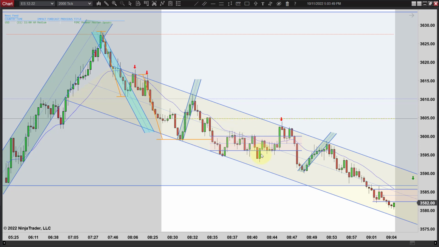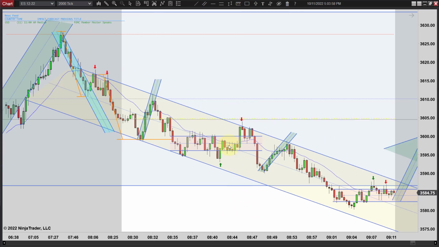We had been going back and forth. Maybe you risk a long right here on a failed breakout. Maybe. I just wouldn't do it. Definitely wouldn't here because it's too congested. And then it fails out the top.